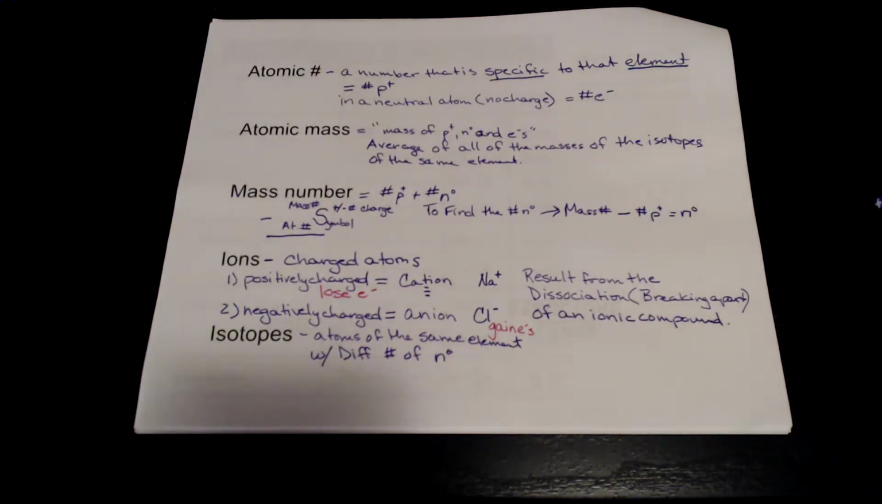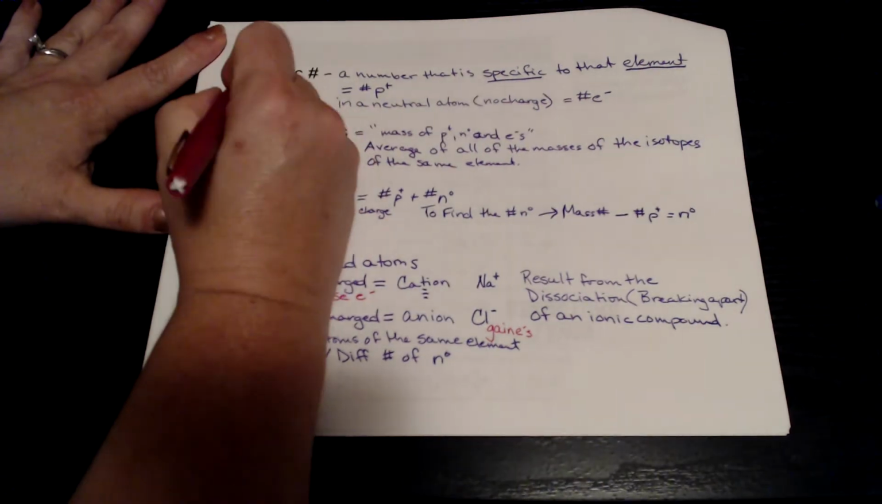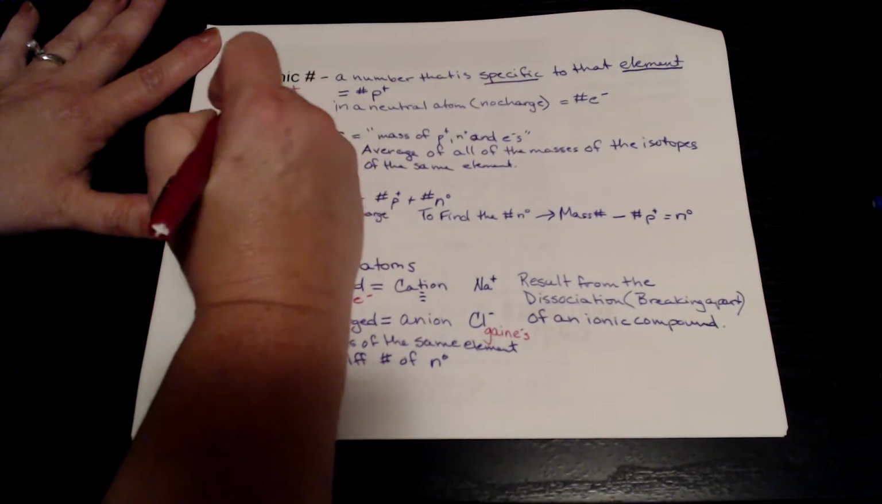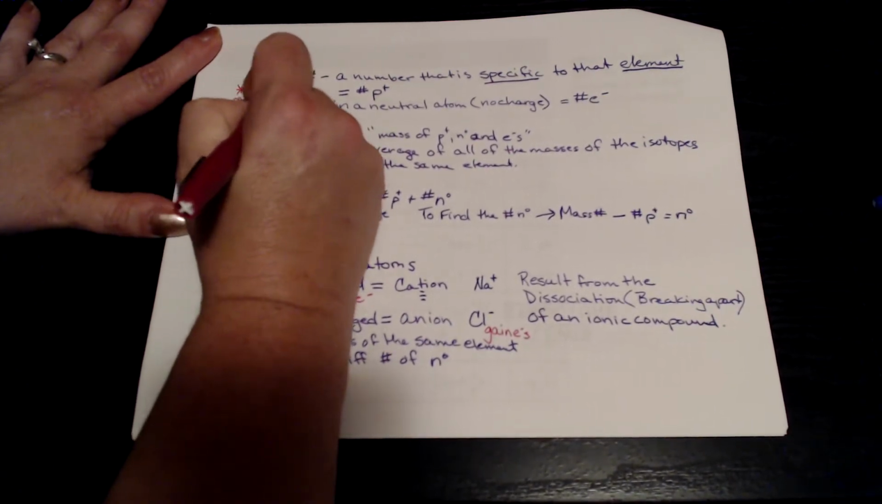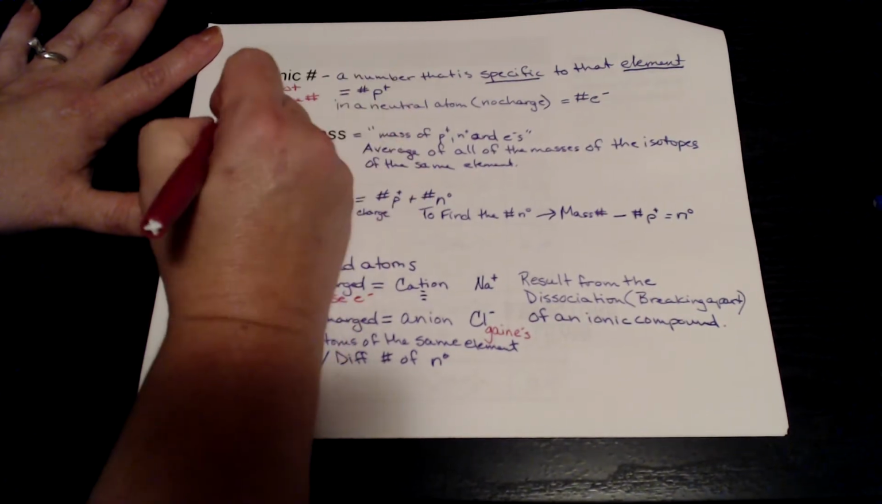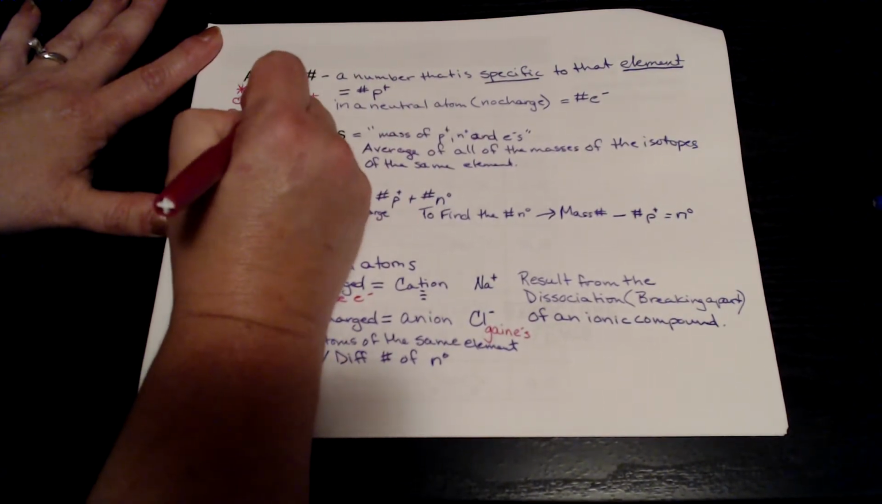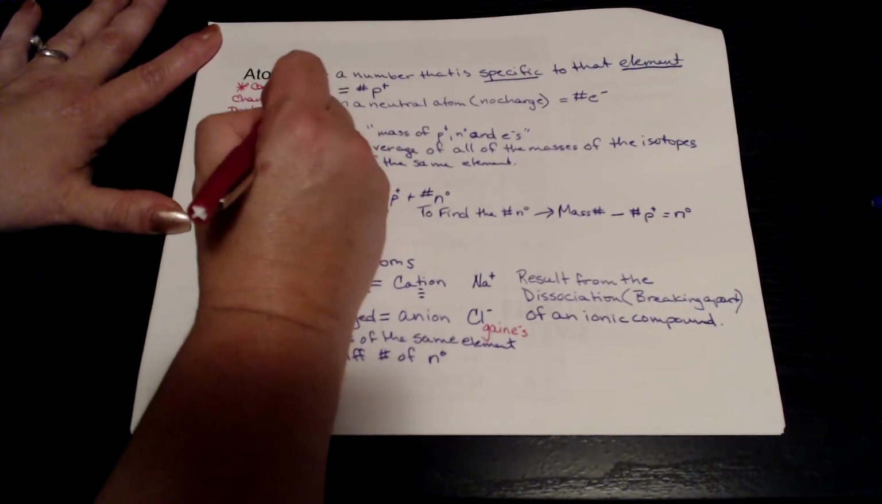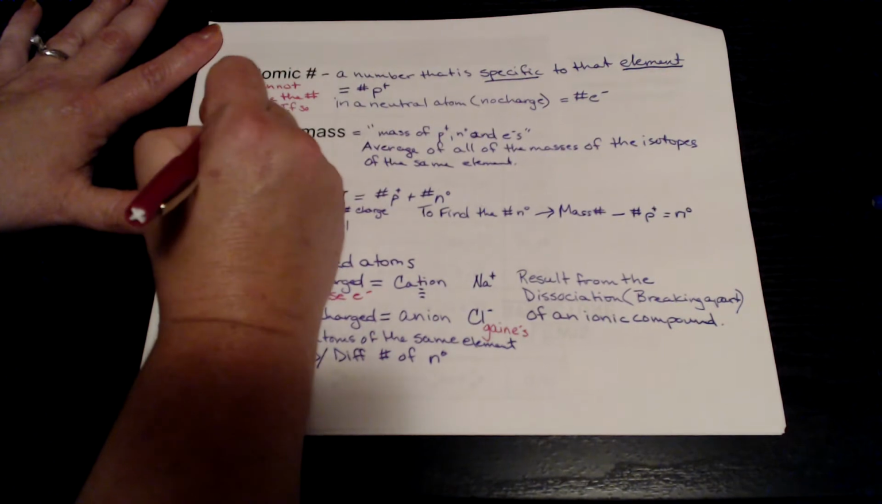So in an isotope, I'm not doing anything with my electrons. I'm also not doing anything with my protons. That's important. And that should really go up here in atomic number in a different color. You cannot change the number of protons. If you do, you change the element.